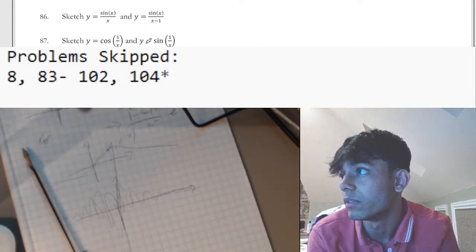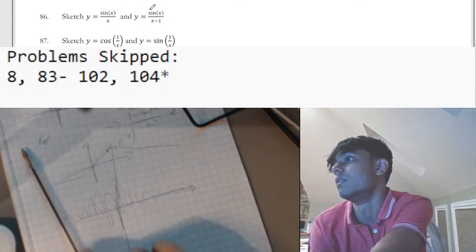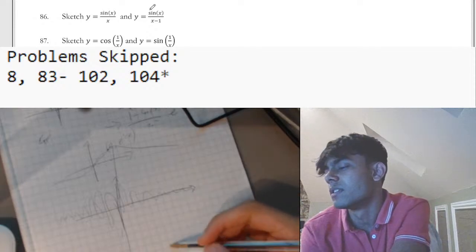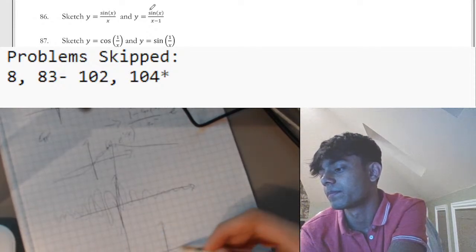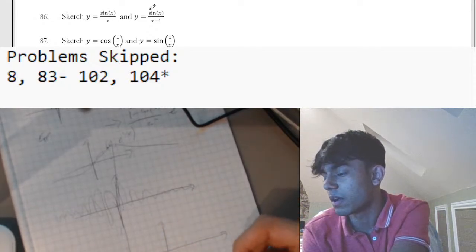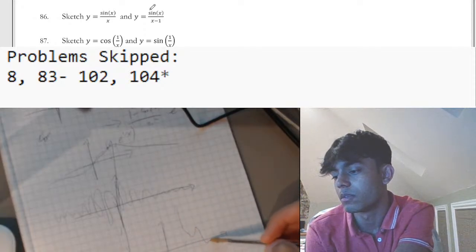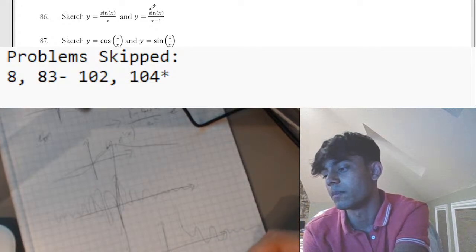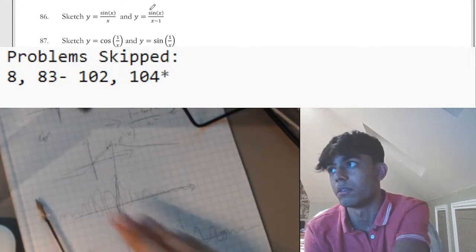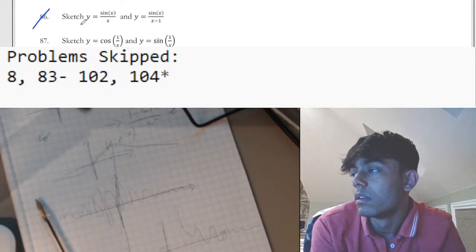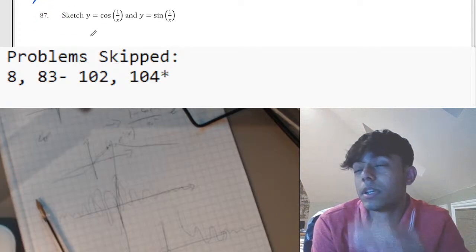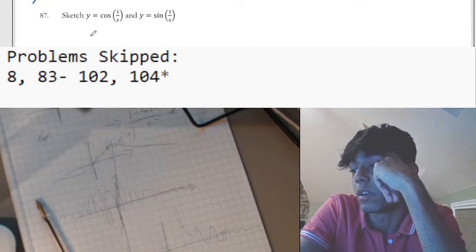And for this one, again, it's a similar thing, but you have the asymptote at 1, and it's the same thing when you oscillate and you go to 0, and from here you oscillate and you go to 0. Yeah. 87, cos 1 over x, sin 1 over x.